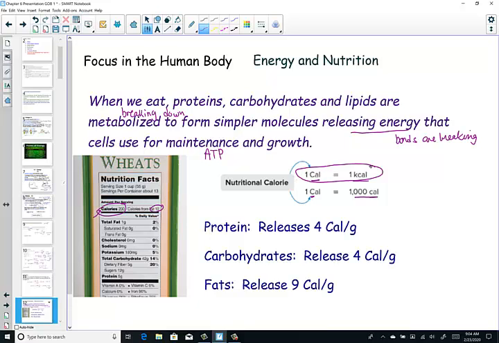Now, every gram of protein you eat releases 4 calories, 4 kcals, if you will. Every gram of sugar that you eat, 4 kcals. So these are equivalent nutritional values. And look at the fats or the lipids that you eat, which release 9 nutritional Calorie units for every gram that you eat. So we have a 4, 4, and 9 value to remember.